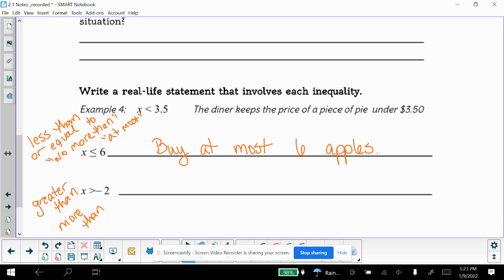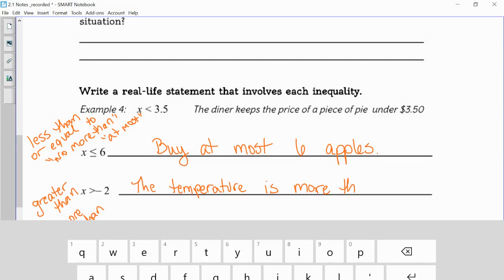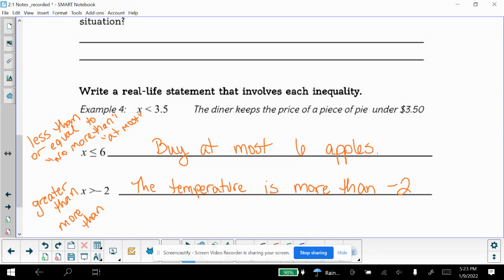So hopefully the weather this coming week will have temperatures that are more than -2 degrees. So the temperature is more than -2 degrees Fahrenheit. So those are just some examples you could use to describe these inequalities with a real life connection of how we can use those in the real world.